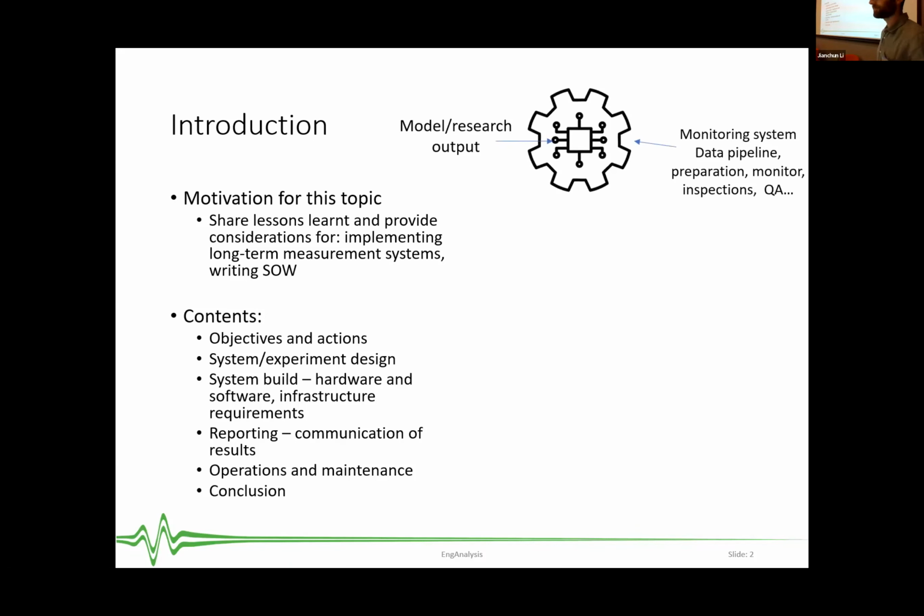Okay, so just to basically set aside what I'm talking about, I'm really talking about the outside cog there. So the inside being sort of the brain of the analysis program. We've seen lots of presentations on that. It's the research, it's what you're doing with the data. What I'm talking about is the implementation. So it's everything that needs to get wrapped around that to make it work. It's the monitoring system, data pipeline, preparation, monitoring, inspections, and the QA that has to go into it.